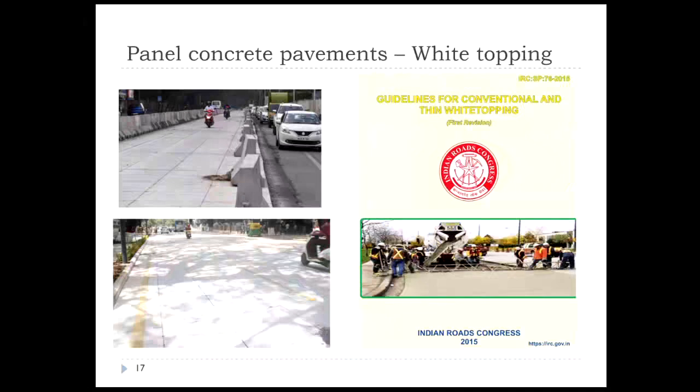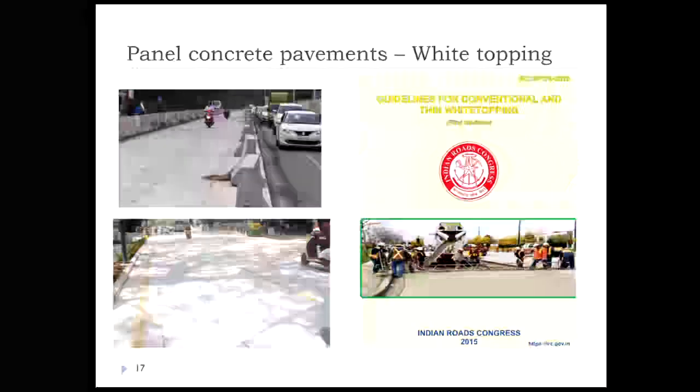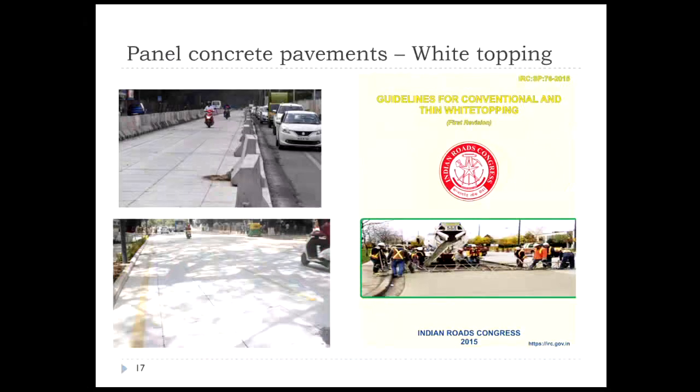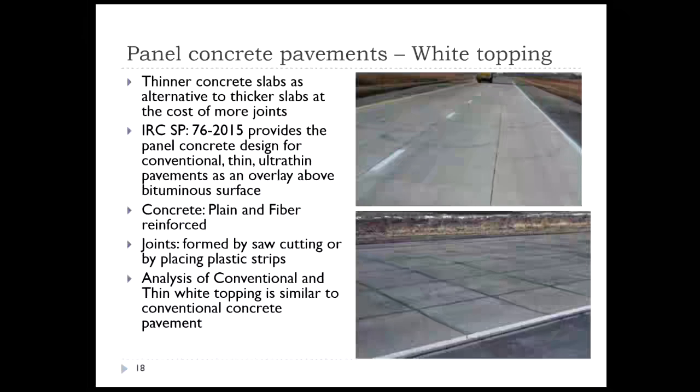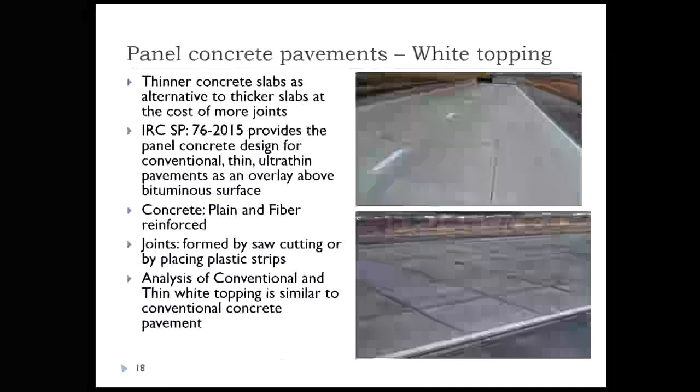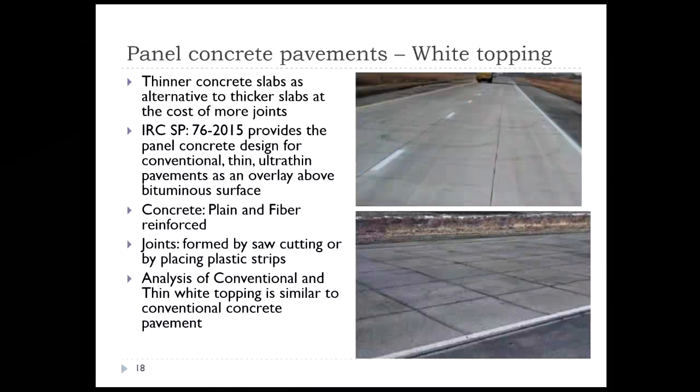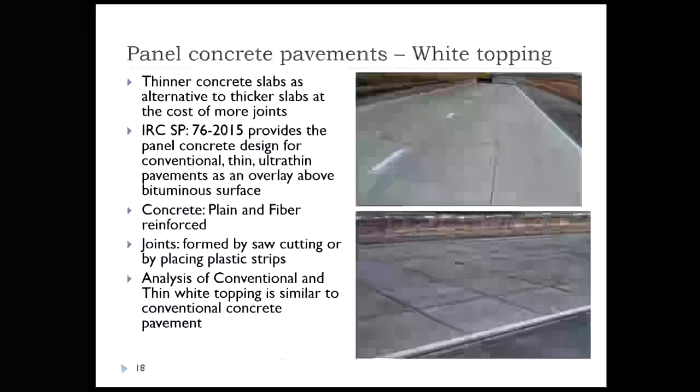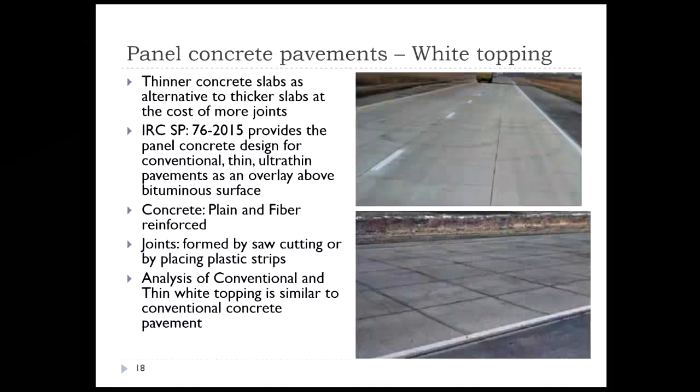Now we have an exclusive Indian Roads Congress guideline, IRC SP 76 2015, for the design of conventional and thin white toppings. When we go for thinner concrete slabs, we are trying to provide an alternative to thicker slabs at the cost of providing more joints. Basically, we are reducing the flexural stresses by providing more joints. We are reducing the slab dimensions.